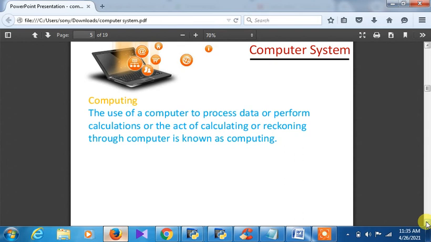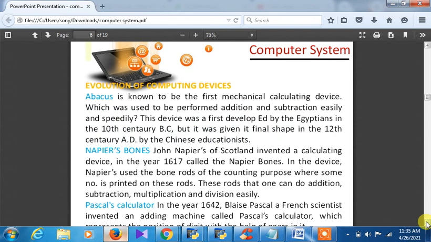It can be a set of data, or a set of information, or a series of calculations while you are processing the data. So all these things are some effects of computing. So the use of a computer to process data or perform calculations, or the act of calculating or reckoning through a computer, is known as what? Computing. Fine.